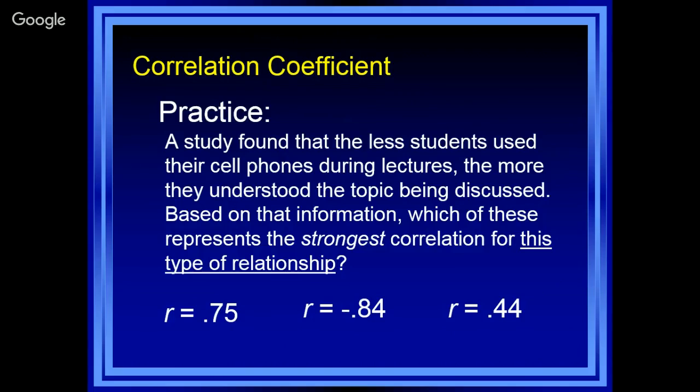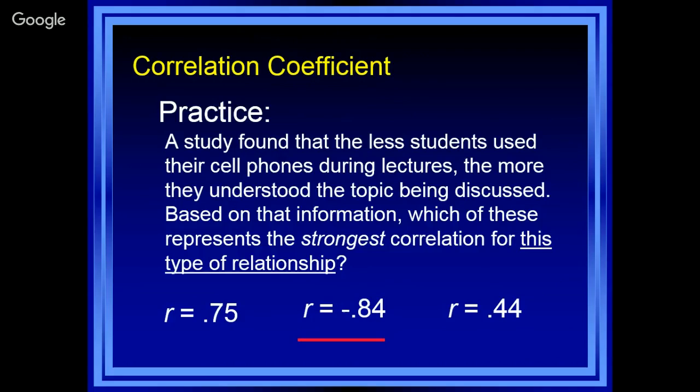Okay, so again, let's go back and put some arrows. The study found that the less students use their cell phone, the arrow going down, the more they understood the topic being discussed, one going up. One goes down, one goes up. Boom, what type of relationship do they have? Negative. I just made this super easy because how many negative options do you have? You only have one. So it is the strongest because it's the only one out there. But you'd have to remember that you're looking for this type of relationship. In this case, it is a negative correlation, so you have to have the negative sign.